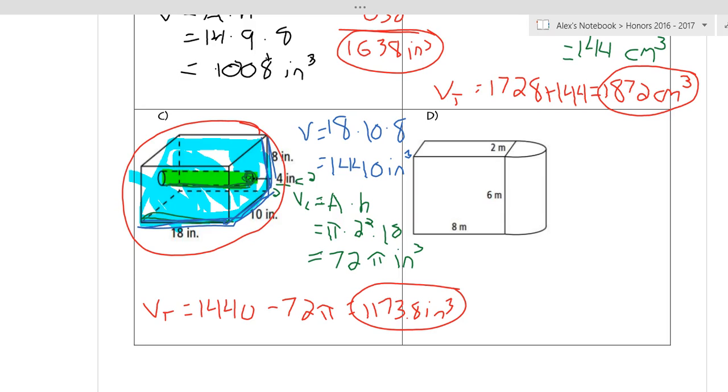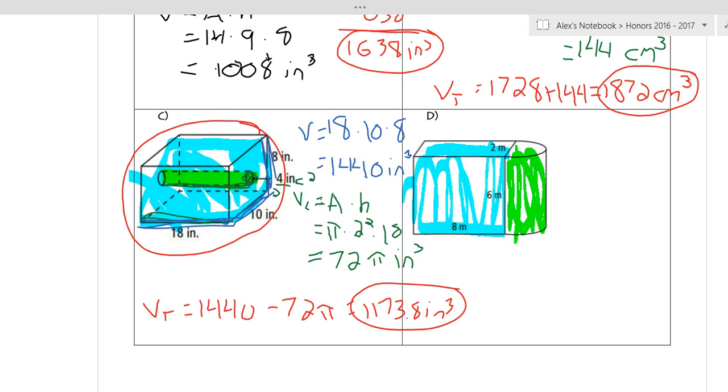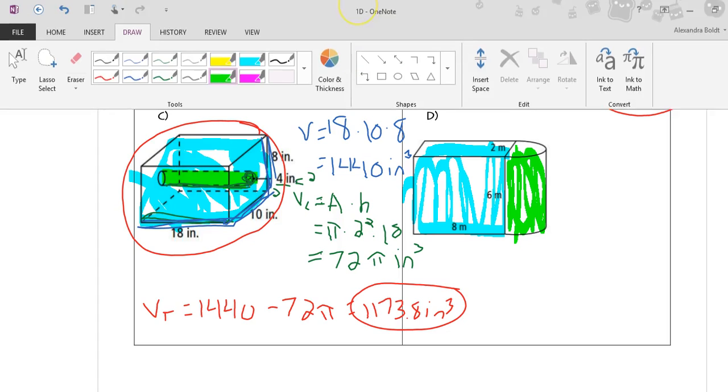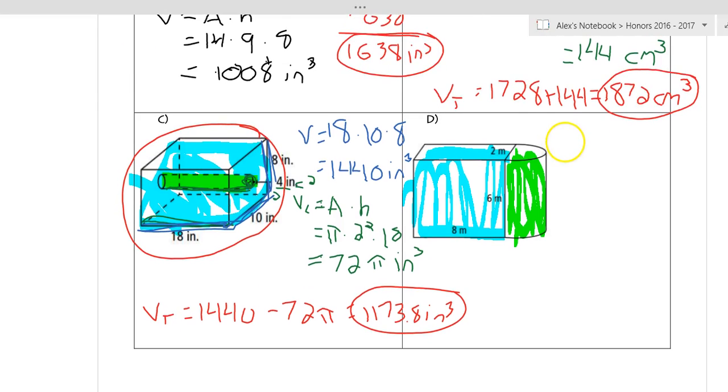Alright, looking at D. Again, I have two shapes here. I have this, which is a prism, and I have this shape here, which is like a half cylinder. It's almost a cylinder, but it's only half of one. So looking at my prism first, volume equals the area of the base times the height, which is 8 times 2, because technically this length is 2, times 6.